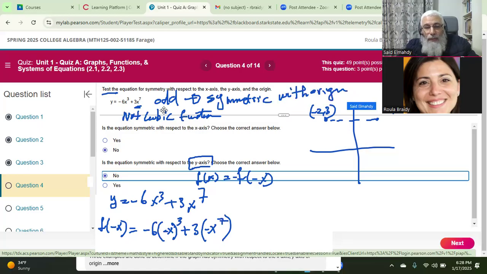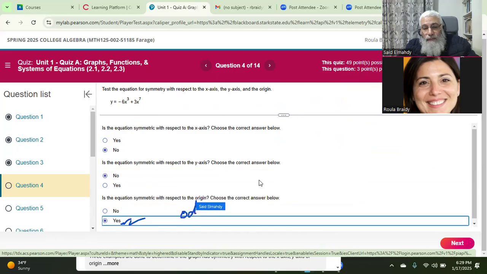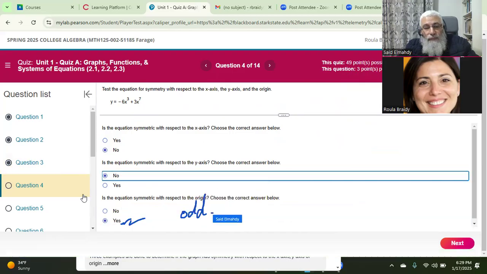Without calculations, because the power 3 is an odd power, and x to the power 7 is also an odd power, it will not be symmetric with x, it will not be symmetric with y, but it will be symmetric with the origin. Yes, this is an odd function. Perfect.